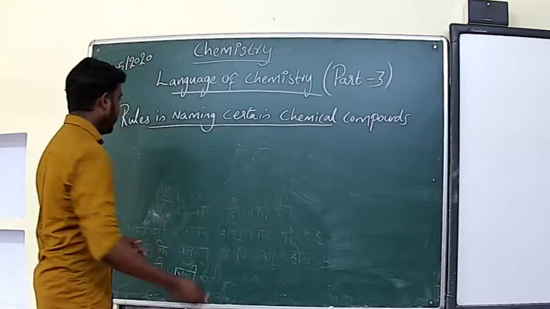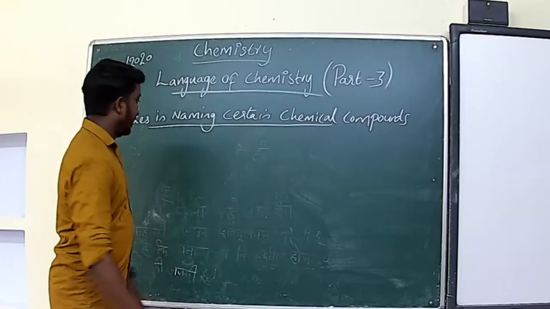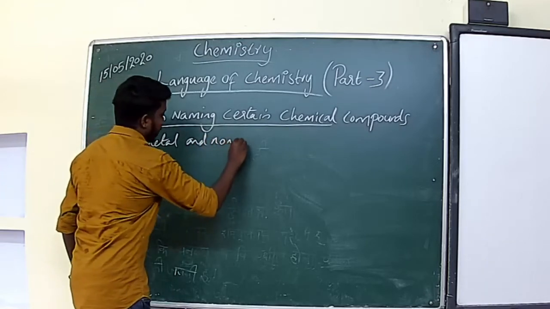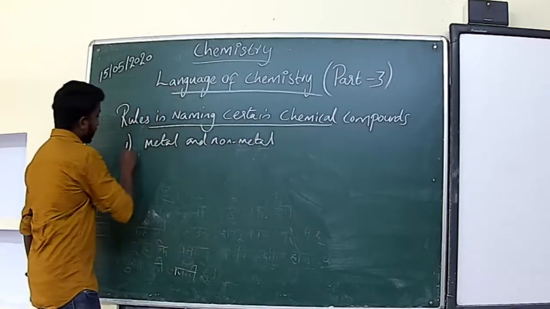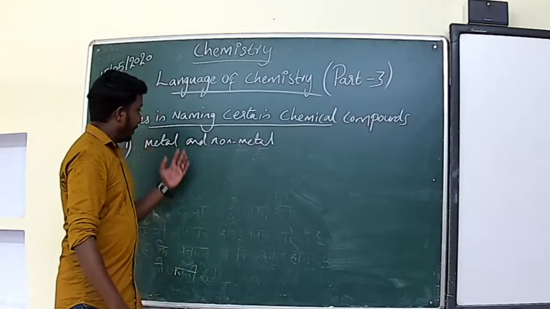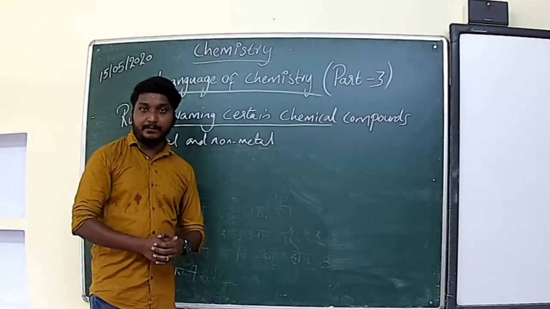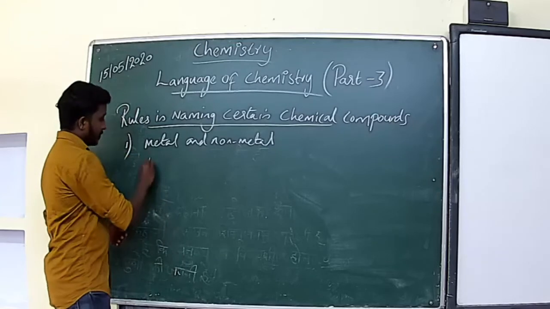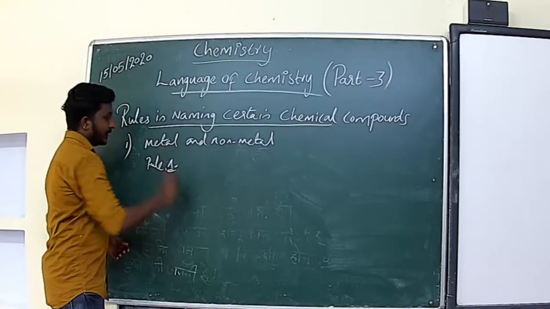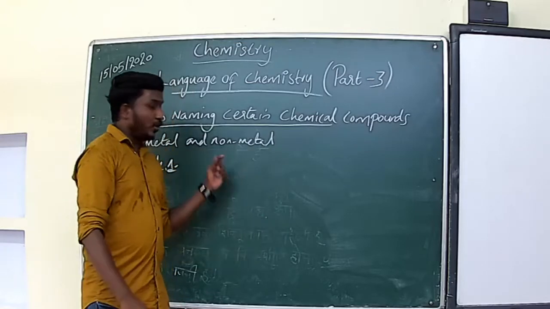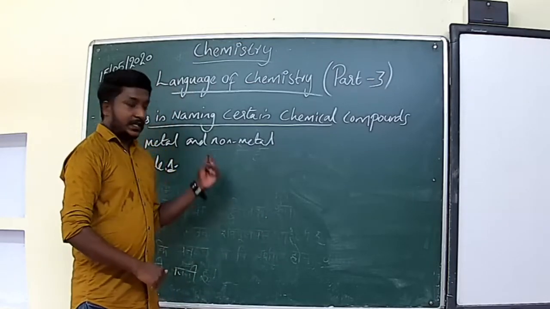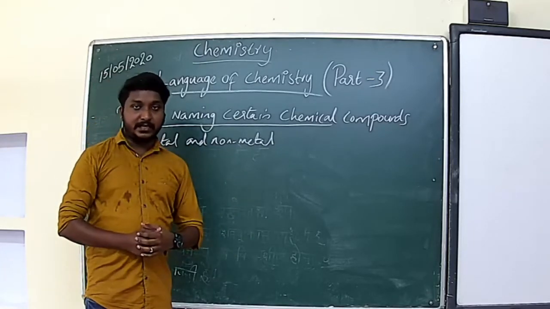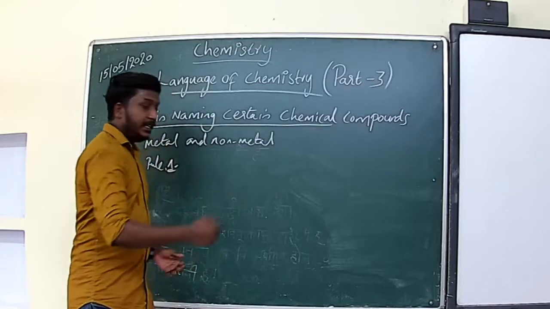So first, if the chemical compound contains a metal and a non-metal, how can you give a name? Okay, how can we give a name to these types of compounds? So rule 1. You should write the metal first and the non-metal second. That means metal should be written first and the non-metal should be written second. And the non-metal will suffix with IDE.